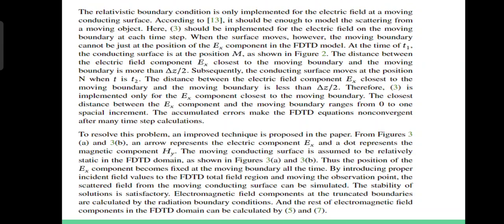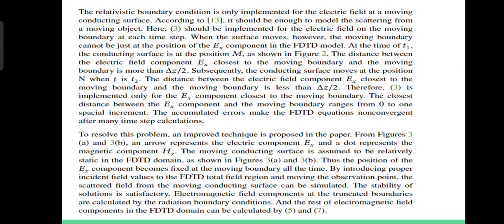At the time of t1, the conducting surface is at the position M as shown in figure 2. The distance between the electric field component closest to the moving boundary and the moving boundary is more than delta z by 2. Subsequently, the conducting surface moves to the position N when t is t2. The distance between the electric field component closest to the moving boundary and the moving boundary is less than delta z by 2. Therefore, the boundary condition is implemented only for the Ex component closest to the moving boundary. The closest distance between the Ex component and the moving boundary ranges from 0 to 1 spatial increment.